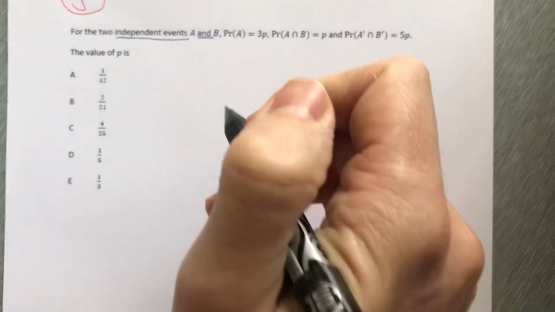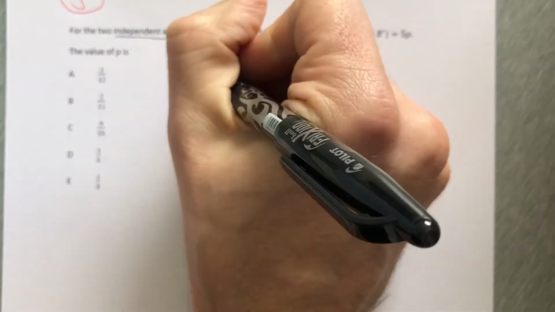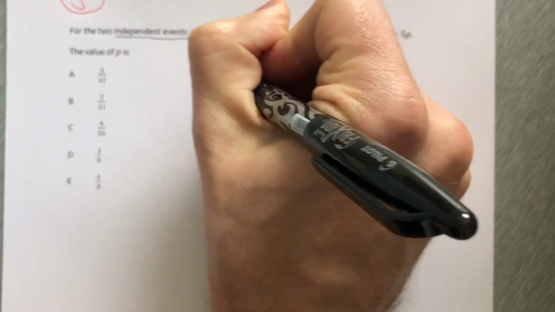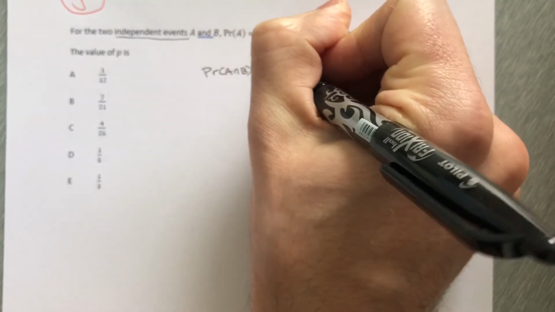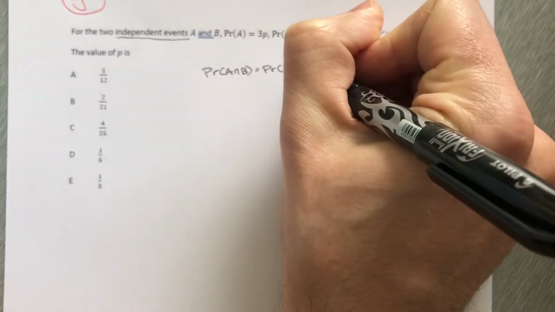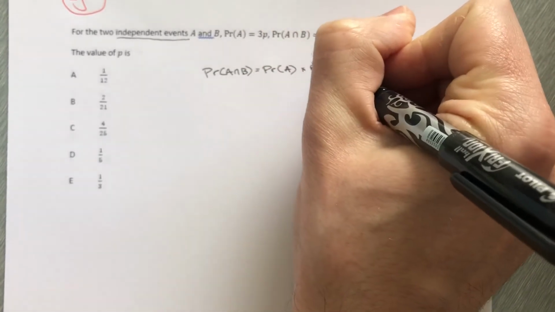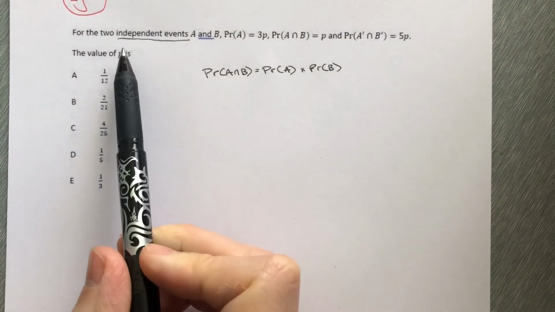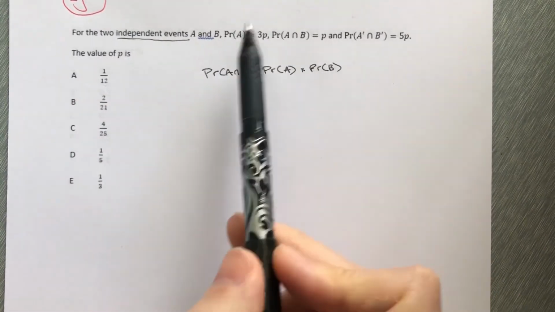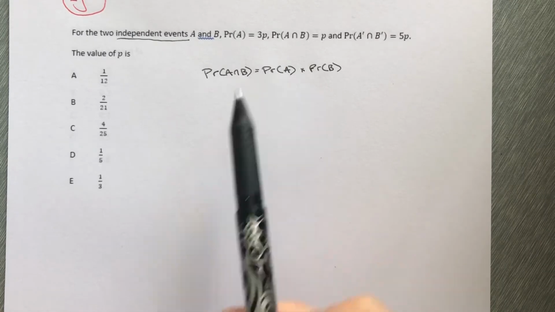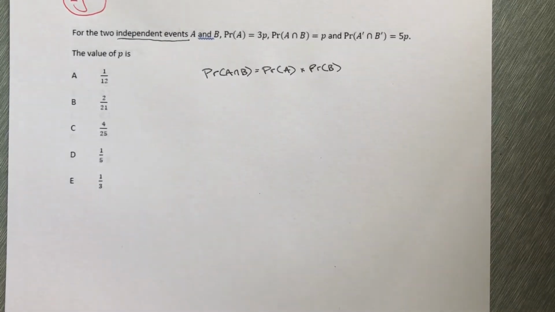But if two events are independent, that means that the probability of A and B is going to be equal to the probability of A times the probability of B. All right, so if ever you see independent events, this rule applies. Now, we've got a heap of information here. I want to sort that information out and see what's going on, so I'm going to draw myself a Venn diagram.